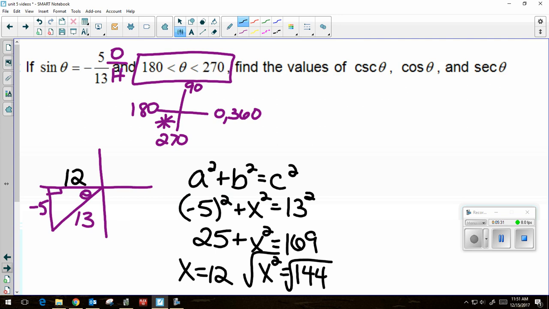So I'm going to put the 12 in on my picture, but I've gone to the left, so my 12 is negative. Because remember, this point down here is negative x, negative y. So both my x and my y have to be negative in the third quadrant. So now they want us to find cosecant, cosine, and secant. So I'm going to write out my SOHCAHTOA.